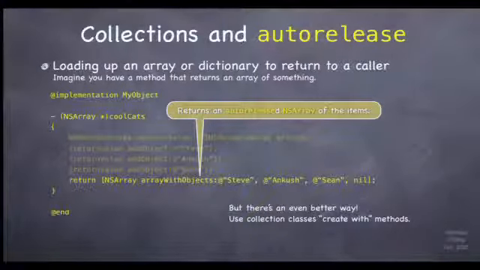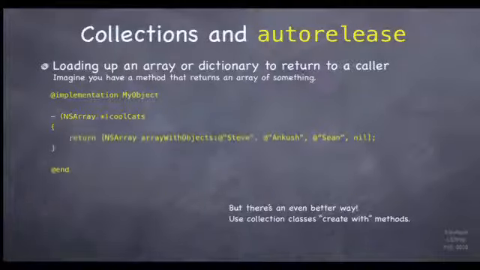Okay? And this method, arrayWithObjects, doesn't start with alloc or new or copy, so it returns an auto-released thing. Okay? So that's it. Does that make sense? How we do that?